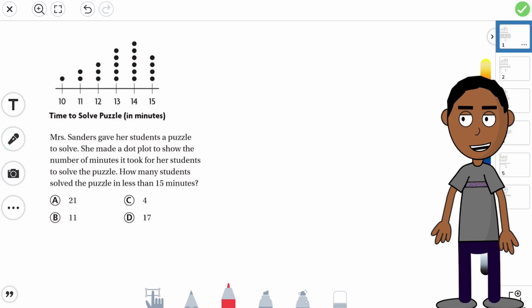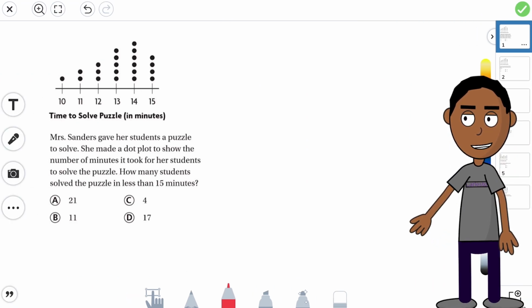Mrs. Sanders gave her students a puzzle to solve. She made a dot plot to show the number of minutes it took for her students to solve the puzzle. How many students solved the puzzle in less than 15 minutes?